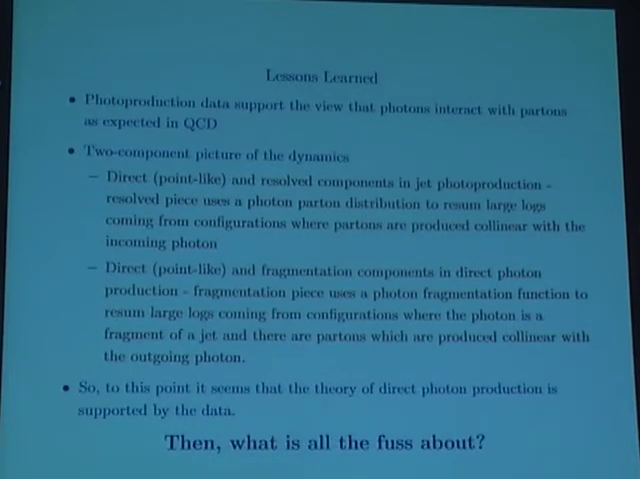Okay, so both the photoproduction and the direct photon data that I've shown you really support the two-component picture of the dynamics. There's a direct piece in each of the processes, jet photoproduction and direct photon production. So the photon interacts in a point-like manner with the hard scattering subprocess. But in addition, there's a fragmentation type of piece or a resolved type of piece, depending on whether you're looking at photoproduction or direct photon production.